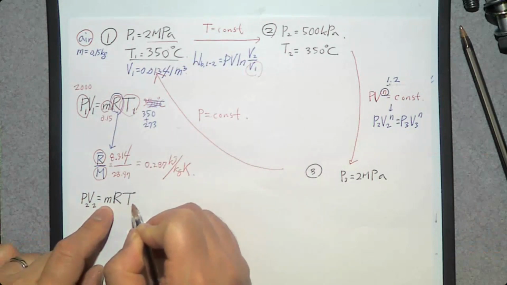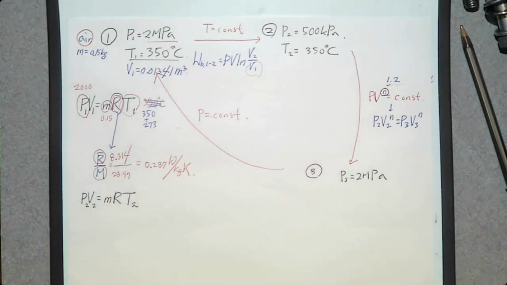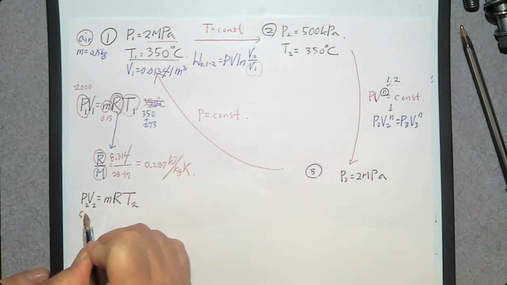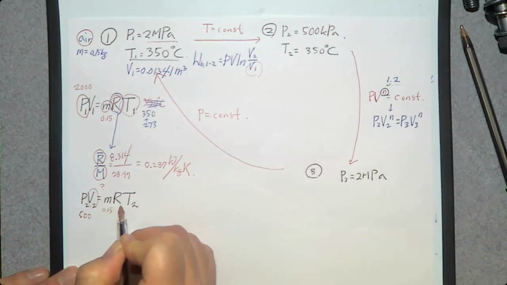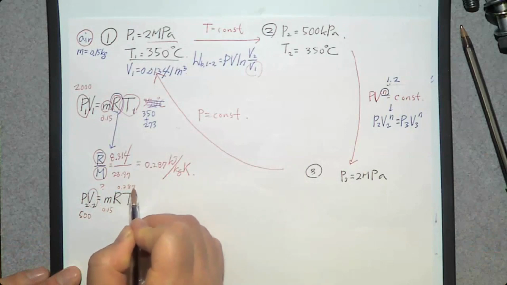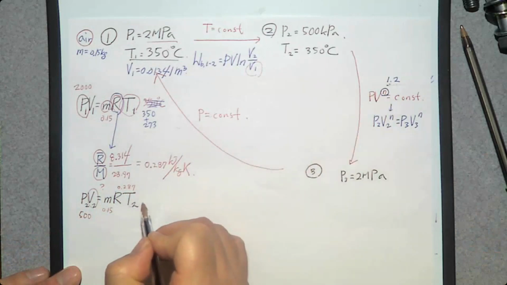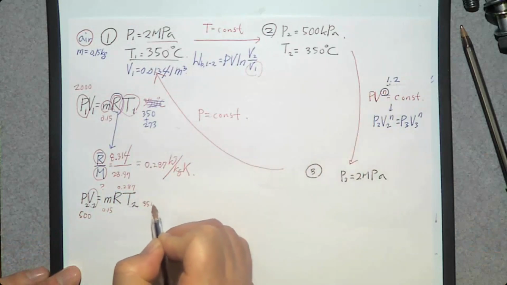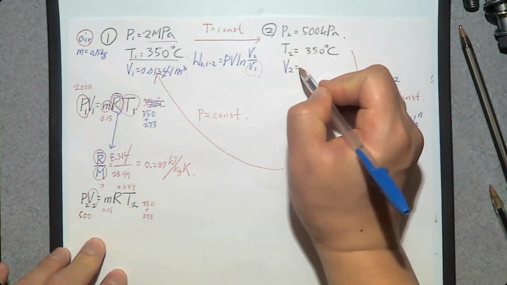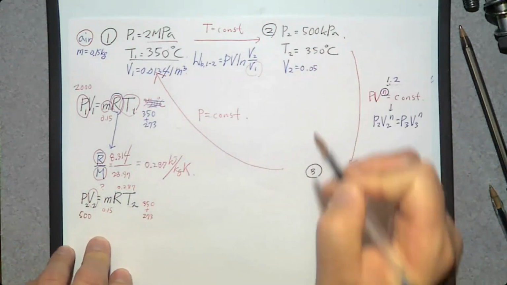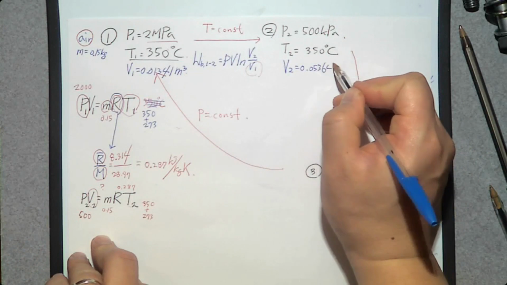Mass is conserved. So here, what is the pressure? 500. What is the volume? That's what we want to determine. Mass 0.15. Gas constant 0.287. Temperature 350, not anymore, right? 350 plus 273. Then you can determine V2, the volume at the second state. That is 0.05364 cubic meters.